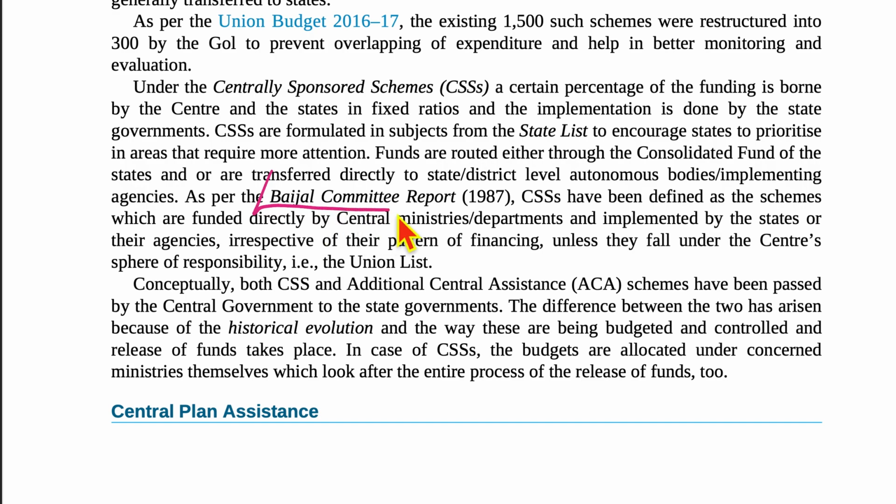As per the Gajjal Committee report, CSS have been defined as schemes which are funded directly by central ministries or departments and implemented by states or their agencies, irrespective of the factor of financing, unless they fall under the center's sphere of responsibility, that is, under the union list. Conceptually, both CSS and additional central assistance schemes have been passed by the central government to the state governments. The difference between the two arises because of the historical evolution in the way these are being budgeted and controlled, and the release of funds takes place. In case of CSS, the budget is allocated under the concerned ministries themselves, which look after the entire process of release of funds too.